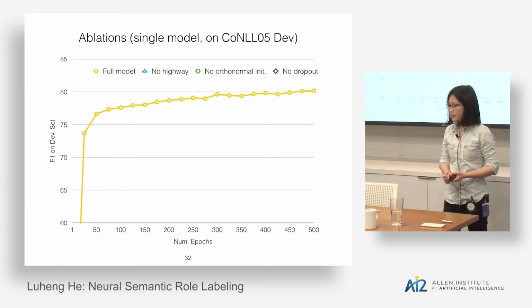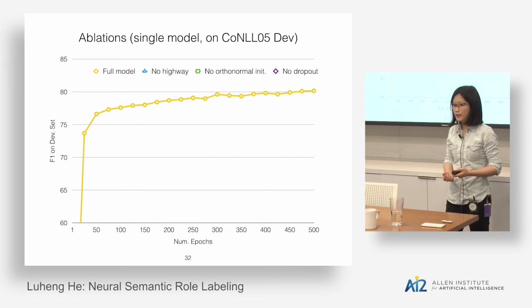So we also want to see how effective each of the deep learning practices are. Here the plot shows the learning curve of different model ablations. The X-axis shows the number of epochs from 1 to 500. The Y-axis shows the F1 on the dev set. The curve here is the results on the full model, and we are going to ablate each of the practices individually. So if we take away highway connection, the model does worse across the board.